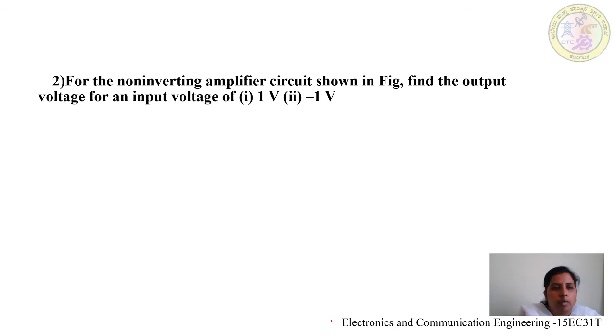So the next problem. For the non-inverting amplifier circuit shown in the figure, find the output voltage for an input voltage of 1 volt and minus 1 volt.